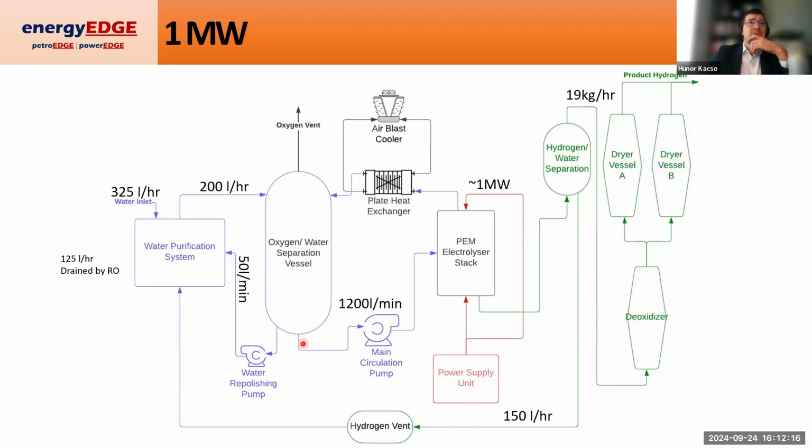And from the oxygen water separation vessel, we are going to have around 1,200 liters per minute of water flow. This is approximate. Some electrolyzer systems will have 1,500, and some might only be 1,000 liters per minute. Typically, the higher, the better for the water flow rate per megawatt. We'll come back to that shortly. But let's just assume 1,200 liters per minute of water flow.